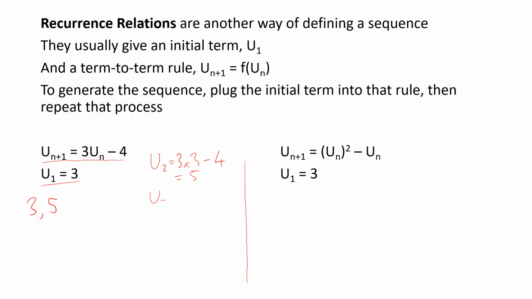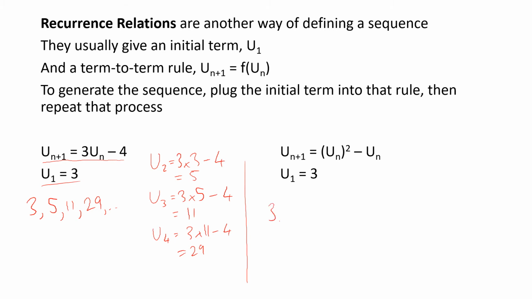If we wanted to find our third term, we do 3 lots of our previous term, so 3 lots of 5 this time, and take away 4, and this will give us 11. If we wanted to find our fourth term, we do 3 times 11, take away 4, which is 29. You get the idea. Now that sequence isn't arithmetic, it isn't geometric, it's just a sequence defined by this particular recurrence relation.